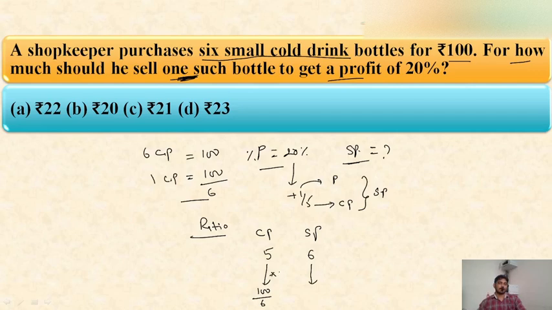It will be 6 divided by 20, and also 6 divided by 20, and this will get cancelled, and we will get the cost price of one such bottle equal to 20 rupees. The answer for this particular problem will be 20.